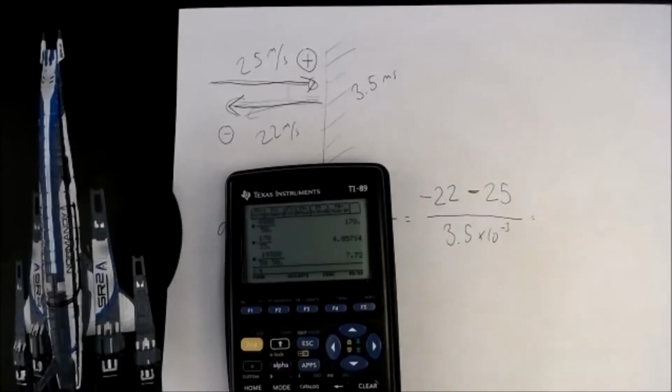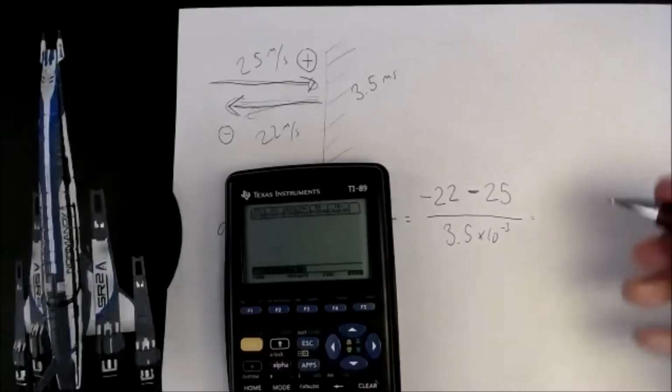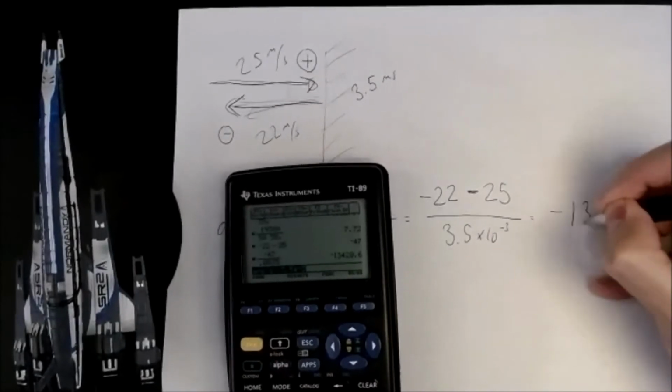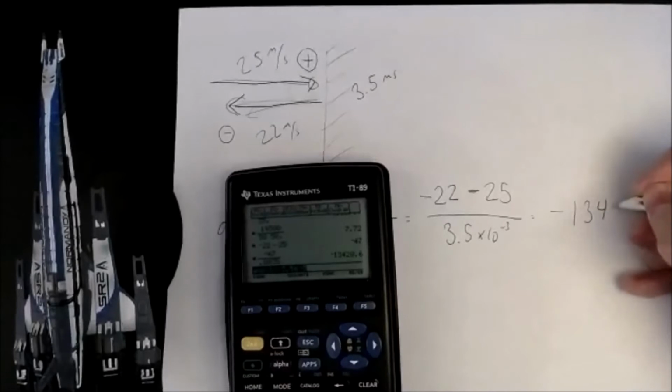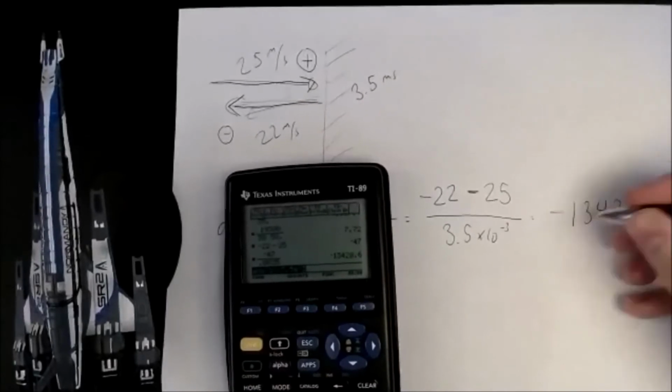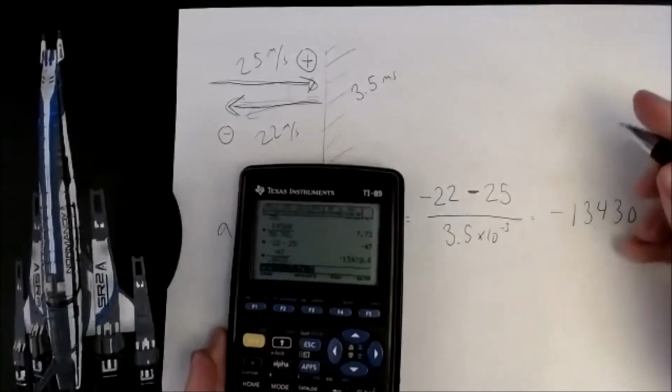Okay, negative 22 minus 25. Oh, by the way, what is that going to be? Negative 47. We've got a big negative number divided by 3.5 times 10 to the negative 3. That's going to get us negative 13,430-ish. And what are the units?